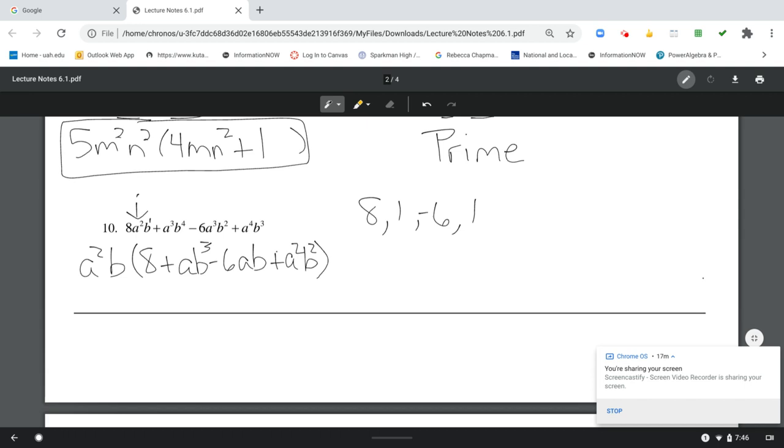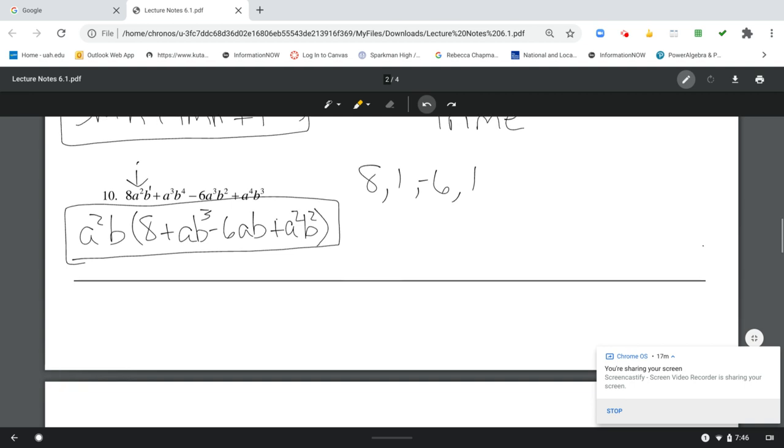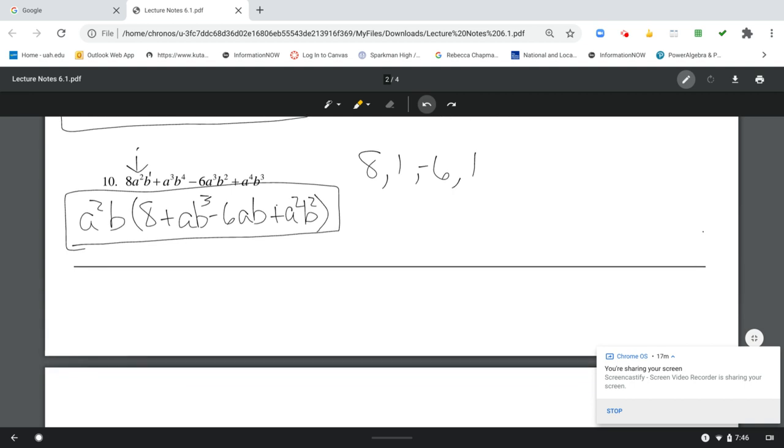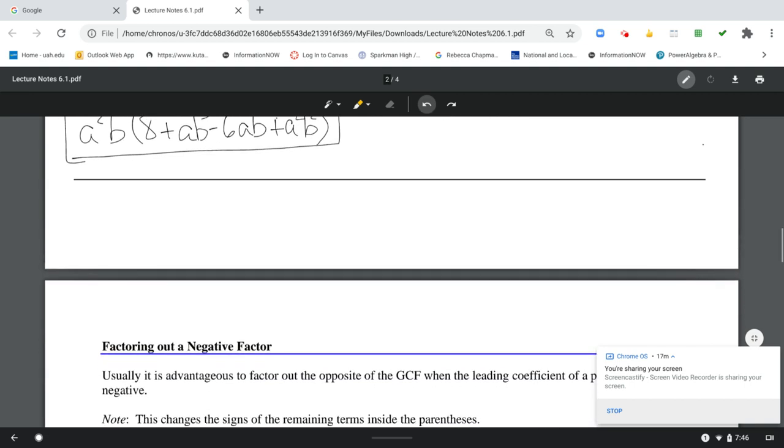Now, this would be my final answer. When you look in your parentheses, none of those terms have anything else in common besides a 1. 8 does not have an a or a b, so that knocks out all the terms that have a's and b's. It's all 4 of the terms having something in common or none of them. So what's in the box would be your final answer. A squared b is your greatest common factor, and the rest of it is the reduced polynomial that was left behind.